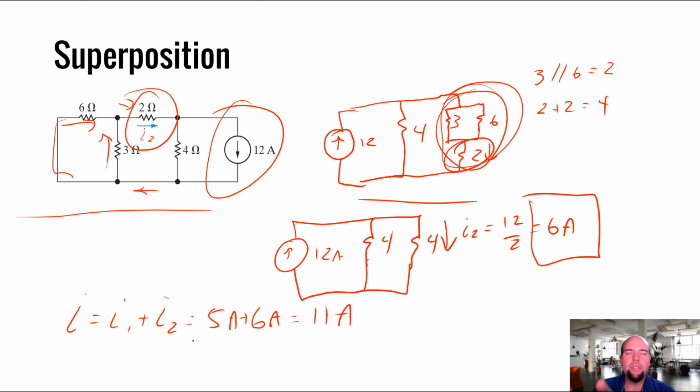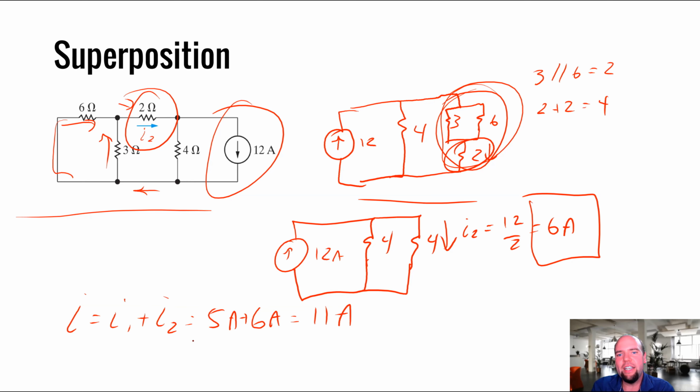But again, superposition only works with linear systems. A linear system is a system that uses linear amplifiers. Op-amps are linear amplifiers. And I keep saying op-amps. You might not know what those are, but we haven't talked about them. What are not linear things? Diodes are not linear. Many types of transistors are not linear.